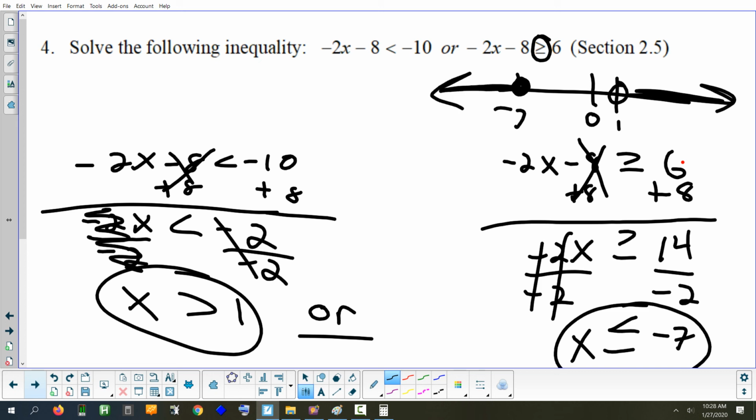Now, they did not have you graph it. You didn't have to do that graph. But you might have to do a graph like that on the midterm. All right? So open circle if it's less than or greater than. Filled in circle if it has the equal to.